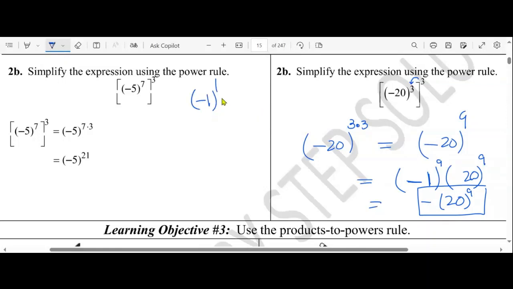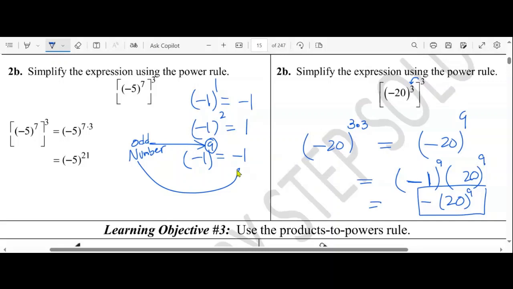Yeah, because negative 1 to the power of 1, how much? That's negative. Negative 1 to the power of 2, how much? Even, positive 1. Negative 1 to the power of 9, how much? Negative. Okay, so if you have an odd number, then the answer will be what? Negative. And if you have an even number, your answer will be what? Positive. Is this clear?